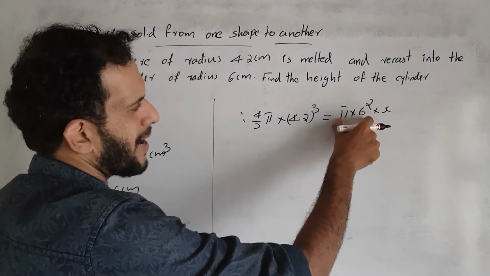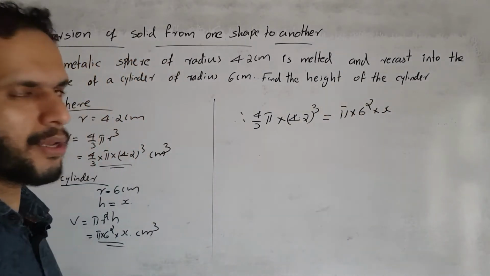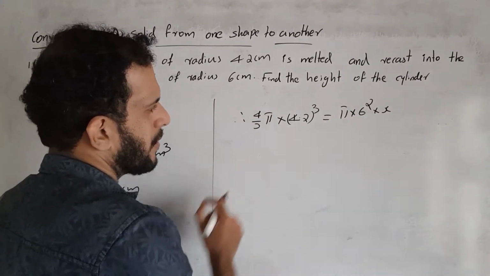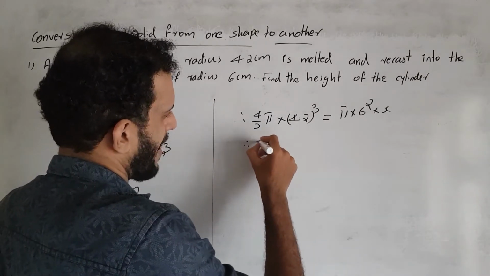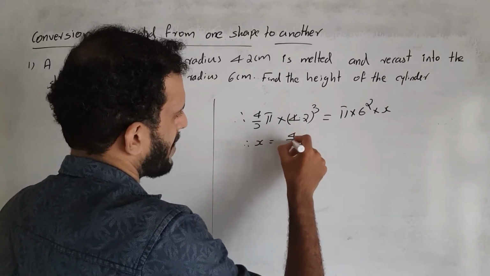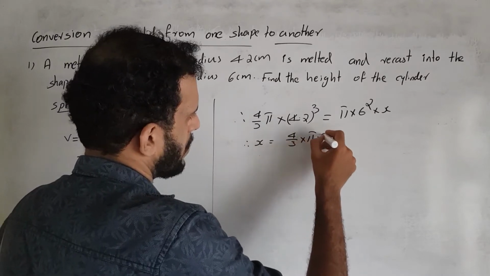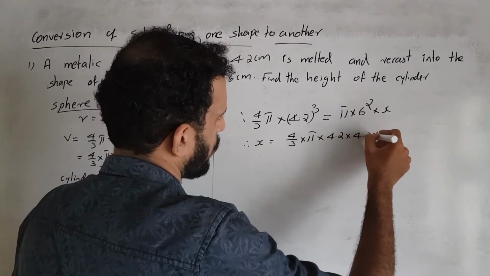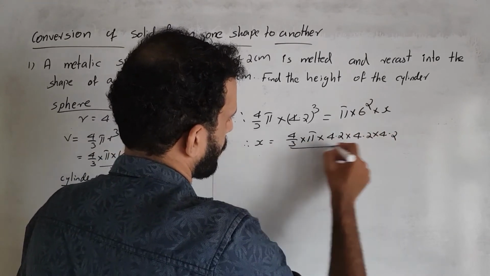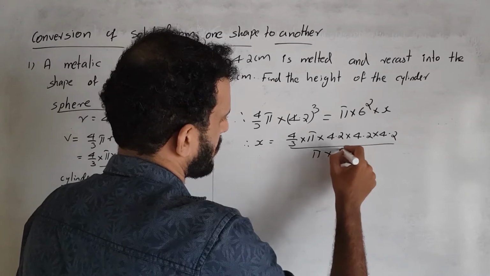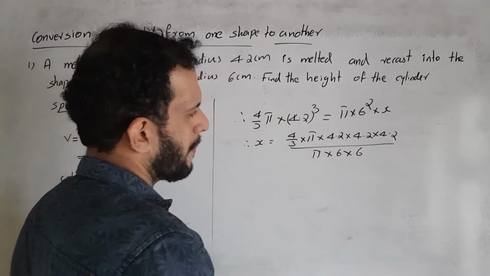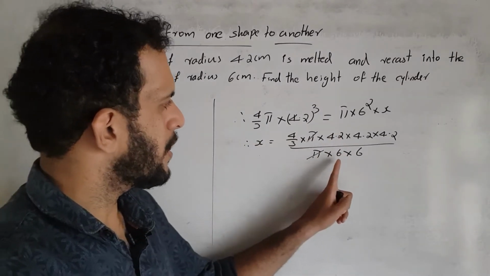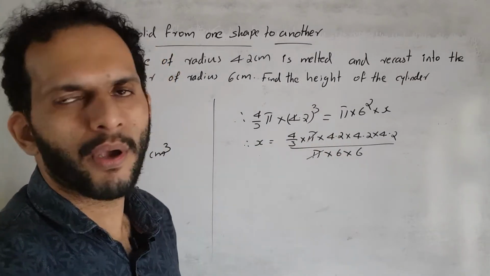So we transpose pi into 6 square. Then in the time of transpose, what is the change? It becomes a divide. Therefore x is equal to 4 by 3 into pi into 4.2 into 4.2 into 4.2 by pi into 6 into 6. Then it is possible to cancel pi and pi. Then it is possible to reduce 6 and 4.2.